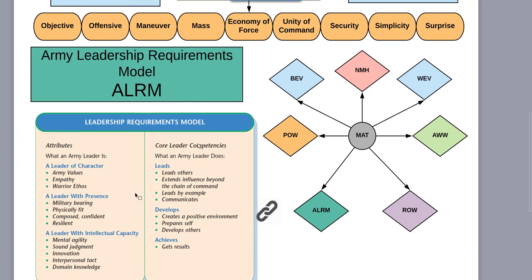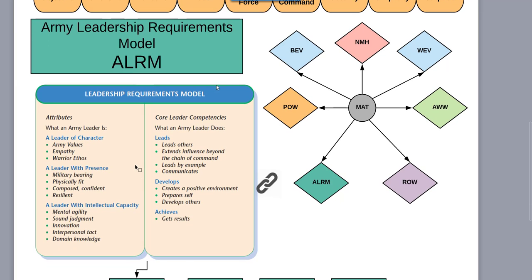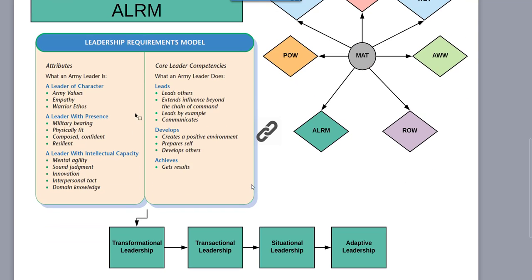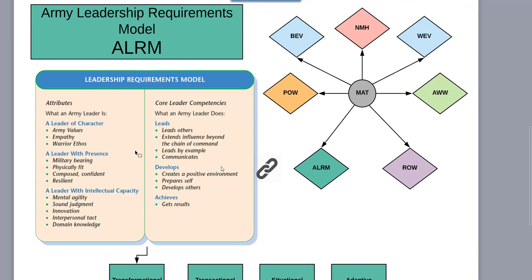And then finally, we studied leadership, using the Army's leadership requirements model of all the different aspects and attributes of a leader. We have the transformational leader, the transactional leader, and situational, adaptive leadership. As we analyze leaders like George Washington, General Grant, or any leader during World War II, we can use this conceptual framework to analyze their strengths and weaknesses.